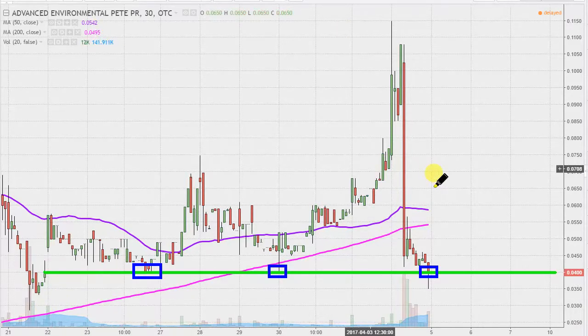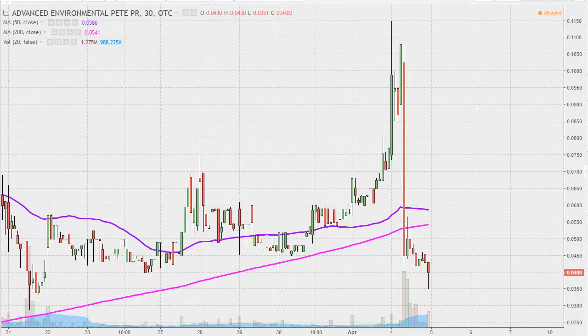With any sort of bounce and upwards price movement, initial levels of resistance to keep an eye on are going to be the purple line there, the 50-period simple moving average, and then the pink line there, the 200-period simple moving average. The one interesting part about price action movements like this is that sometimes they can create some good snapback bounces. No guarantees that that'll happen, but worth at least keeping an eye on. So we'll see what happens with it.